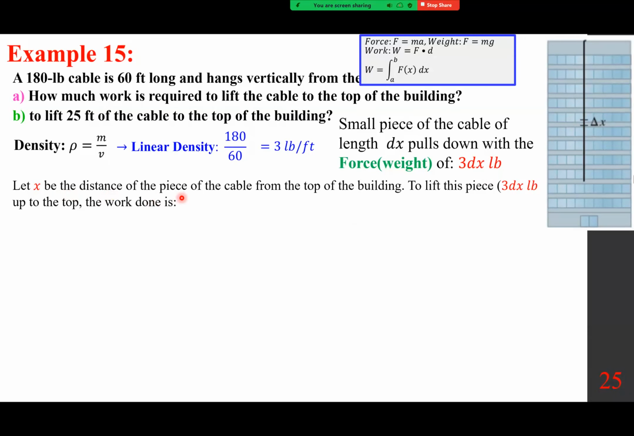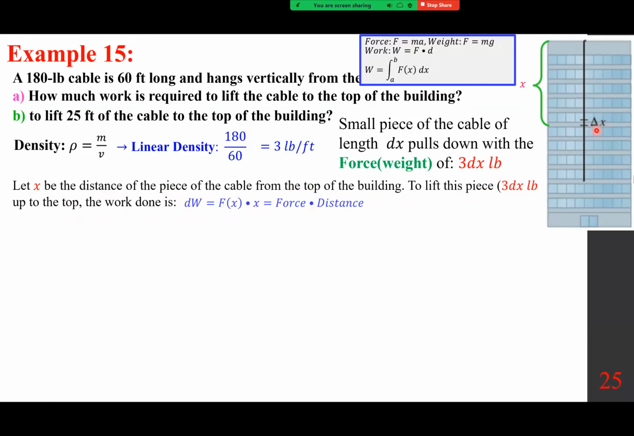Let x be the distance of the piece of this cable from the top of the building, this distance of x. To lift this piece to the top, 3dx pounds, up to the top. The work done is dw is f of x times x.